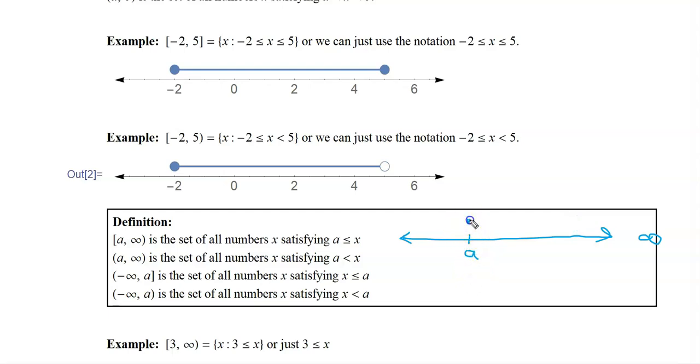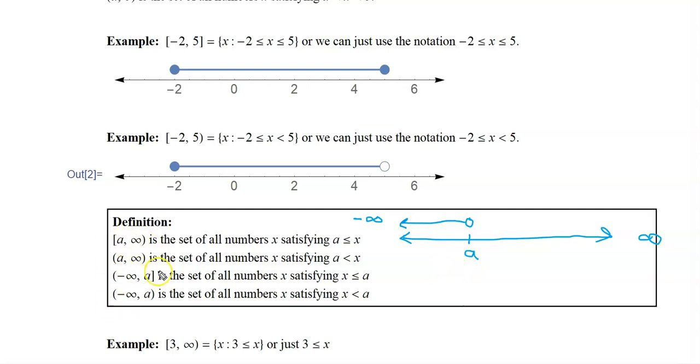That would just be all the numbers from a, put a little closed circle at the a, and just an arrow pointing down towards negative infinity in this direction. And then we have the open interval, negative infinity to a. So this is a set of all numbers x strictly less than a. So we would put an open circle right here, and then just an arrow pointing down towards negative infinity.